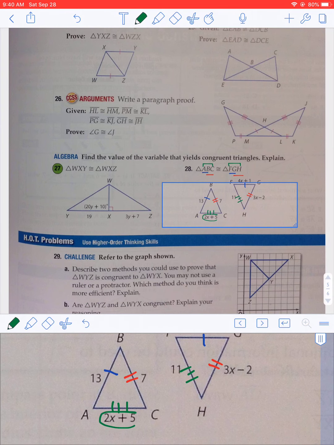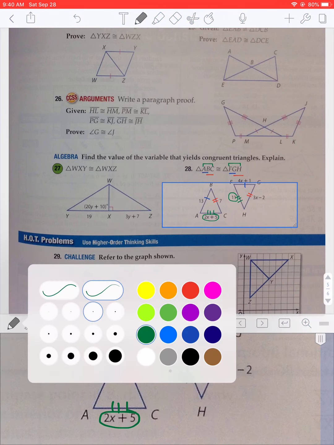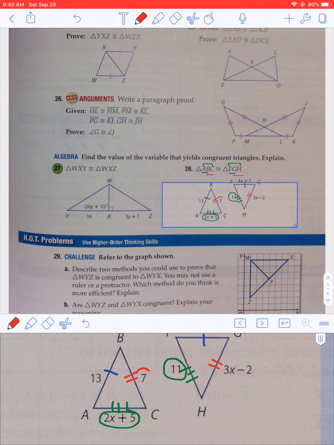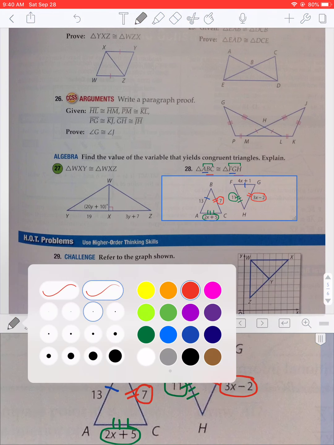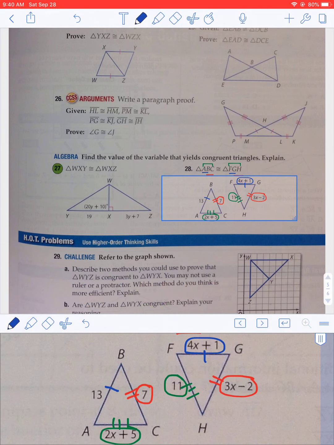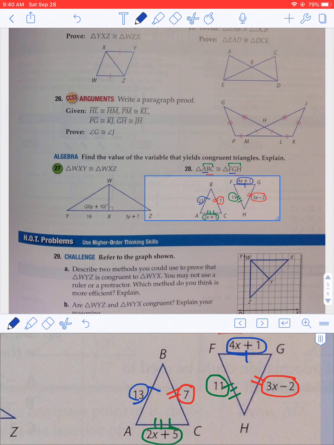I could set 2x plus 5 equal to 11 because they're congruent. I could set 7 equal to 3x minus 2 and solve for x because they're congruent. And then also I could set 4x plus 1 equal to 13 because they're congruent. So just pick whatever you think the math would be easier. I'm just going to pick the last one because I'm already in blue. Why not? So I'm going to set 4x plus 1 equal to 13.